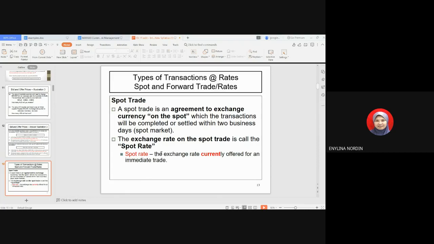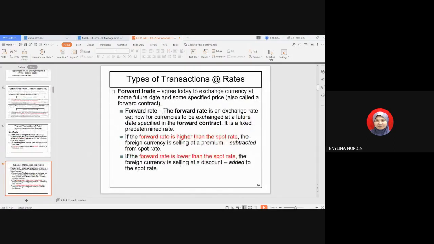So spot rate is the current rate, the current exchange rate. Okay. The next one, you go to another type of rate, which is the forward rate. So forward rate is actually available or will be used in the forward trade. So what is forward trade? Forward trade is the transaction which you agree today to exchange the currency at some future date and some specified price. That is also called a forward contract.